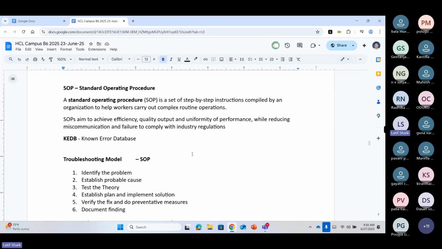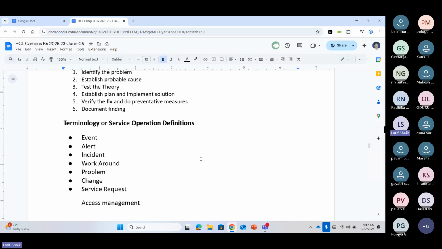Okay, next is what is SOP, KEDB, and what is the troubleshooting model. Also we discussed. So if you get an issue, how to resolve that issue, how to perform a task, what the SOP instructions are. Yeah, I said I will forward some documents, right? I will do that also. See that.